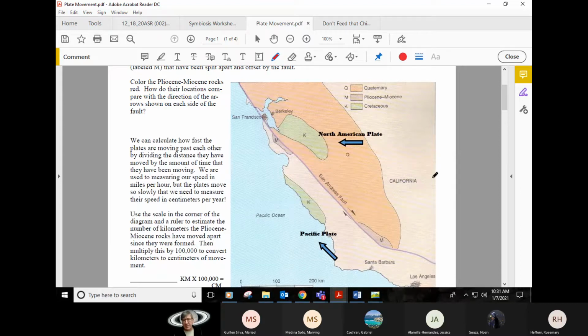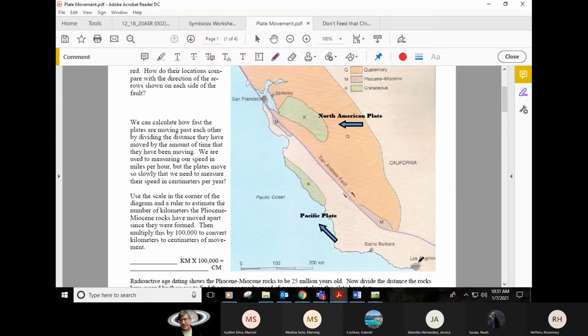So you're looking for the plate names here. Here's Los Angeles, San Francisco. You can see the fault kind of goes between them, and it's right between two plates.